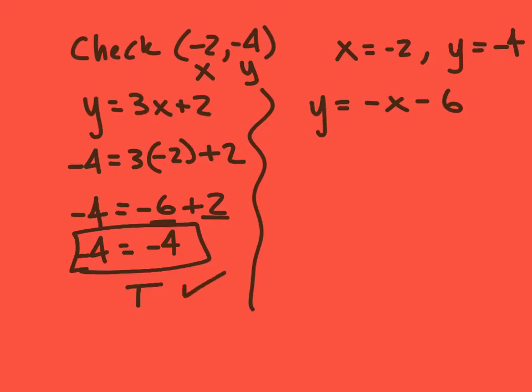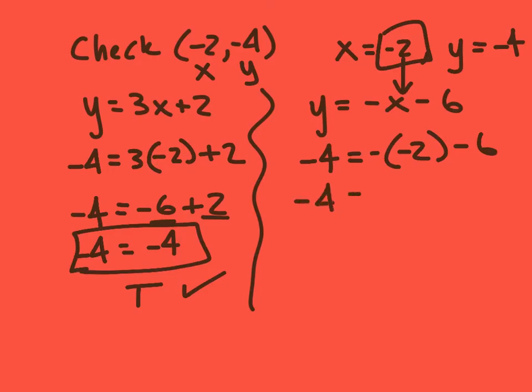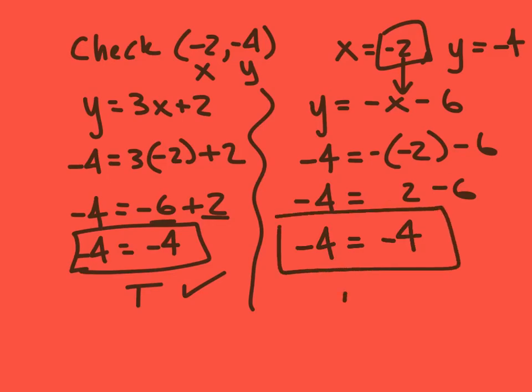Okay, now let's do the same thing over here. Now this part's a little weird. I'm going to plug in negative 4 for y, and then negative x. When I have negative x and I'm plugging a negative 2 in for x here, I've got positive 2 and then negative 6. So I've got negative 4 is going to be equal to 2 minus 6. And I don't really need that plus symbol in there, but just to show you, I'm going to erase that real quick. So I have 2 minus 6, which is going to also give me negative 4. And negative 4 equals negative 4. That's true.